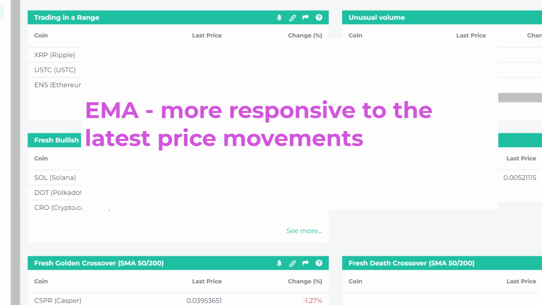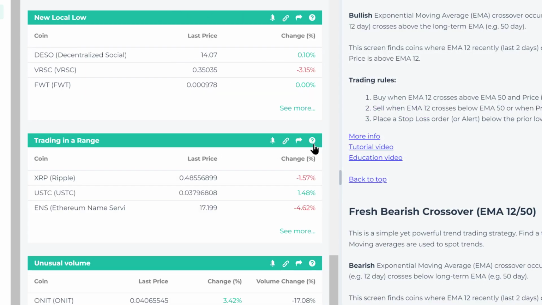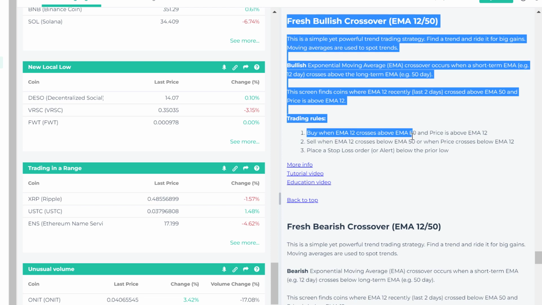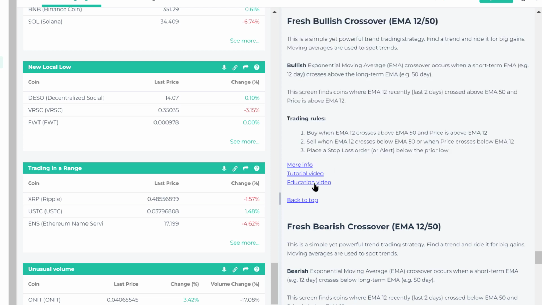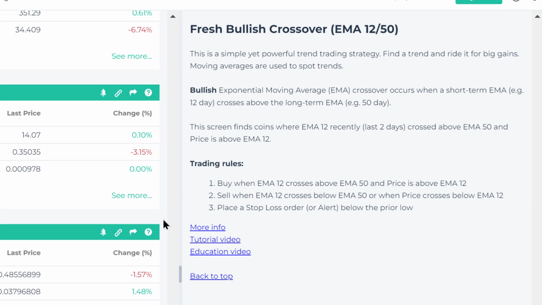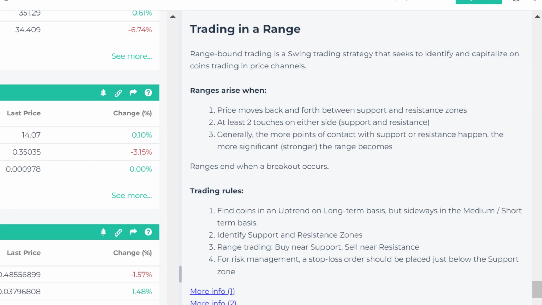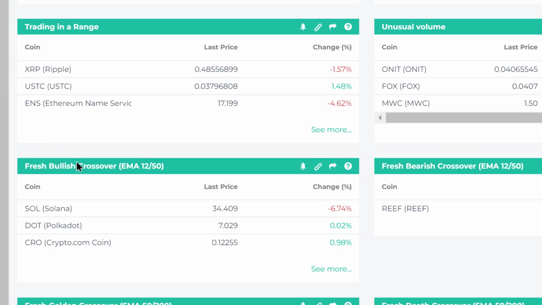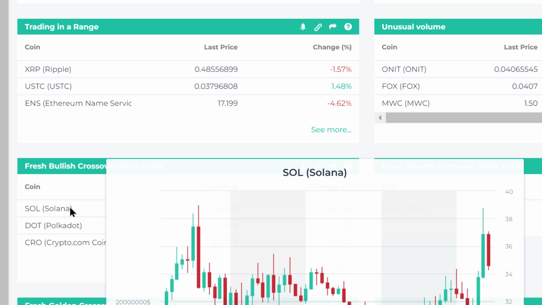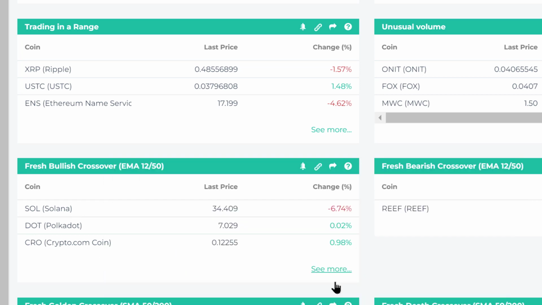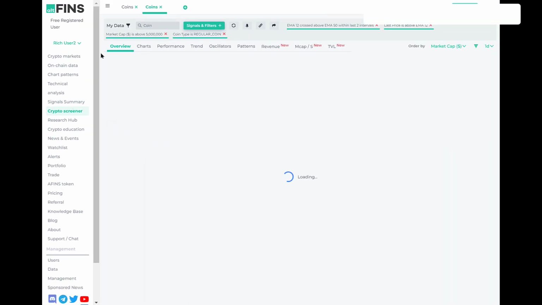You can also find more information about the strategy by clicking on the question mark icon, and that entire strategy is explained here with additional information as well as tutorial video and education video. But back to the strategy. So as we can see, several well-known names have satisfied the strategy's criteria, such as Solana, Polkadot, Crypto.com. So let's look at the rest of the list. Clicking on See More will take us to the screener section.